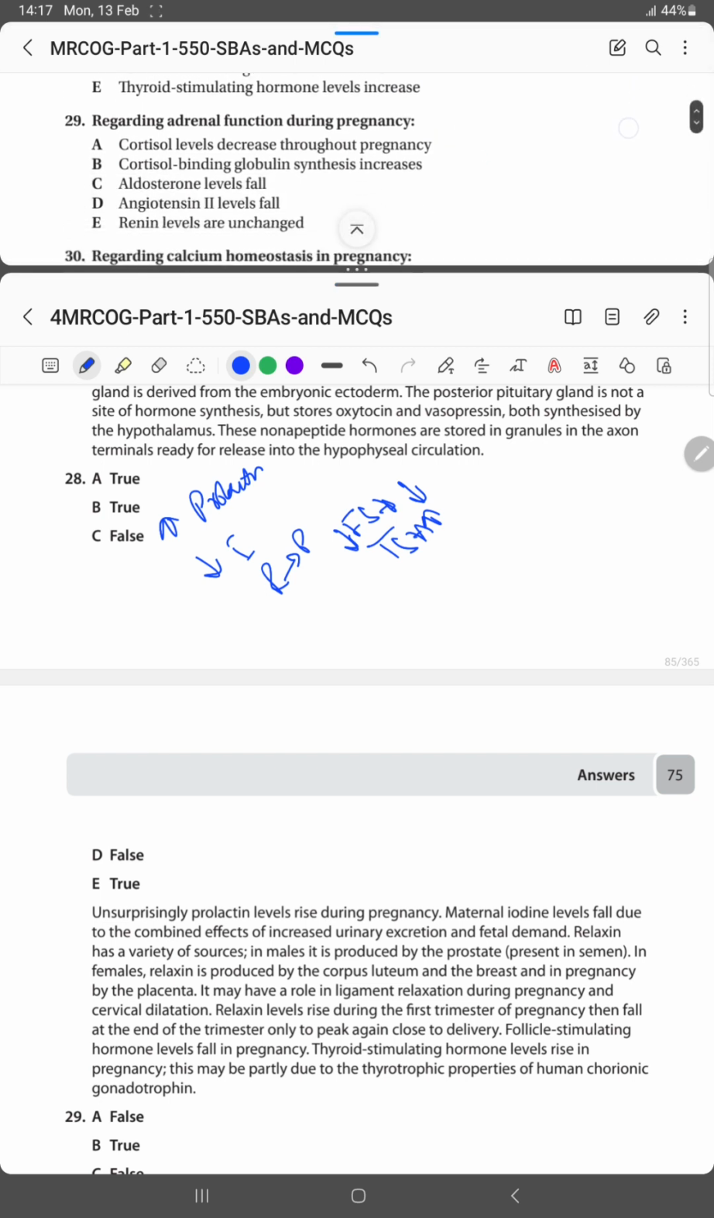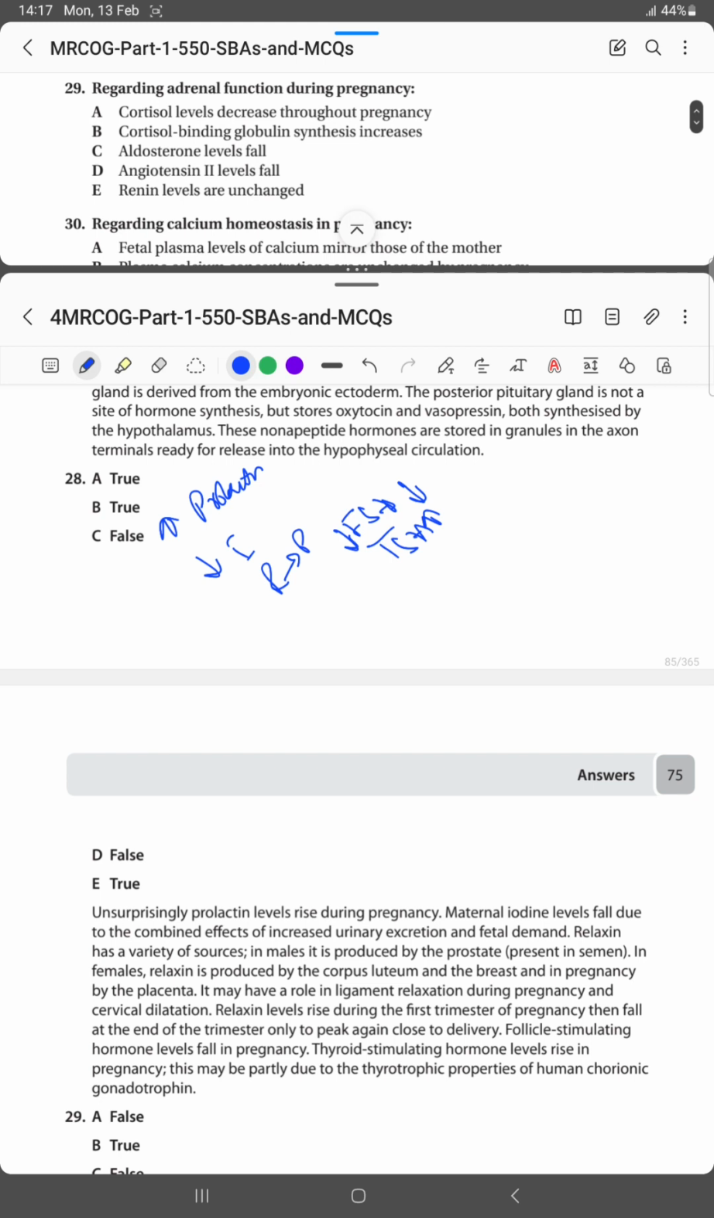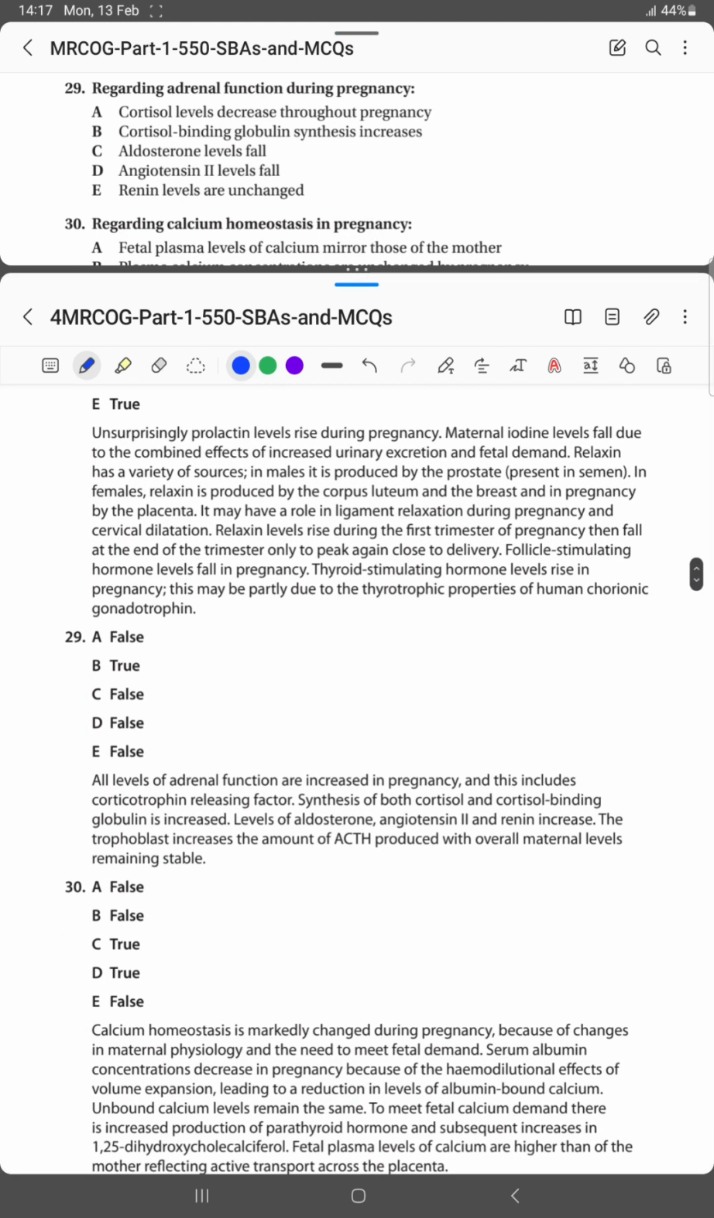Now let's move to our next question. It is about adrenal function during pregnancy. Adrenal functions usually increase during pregnancy, and it is due to the corticotrophin releasing factors and or hormones. The synthesis of both cortisol and cortisol binding globulin increases during pregnancy. Levels of aldosterone, angiotensin 2, and renin also increase, and the trophoblast increases the amount of ACTH production, with overall maternal levels remaining stable.